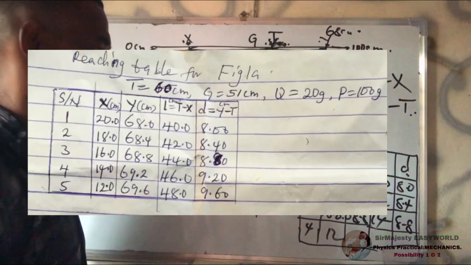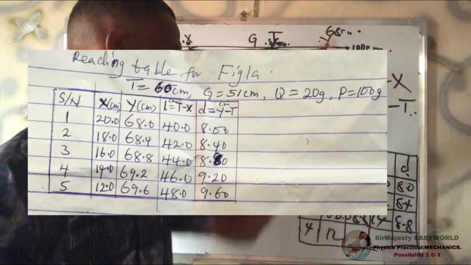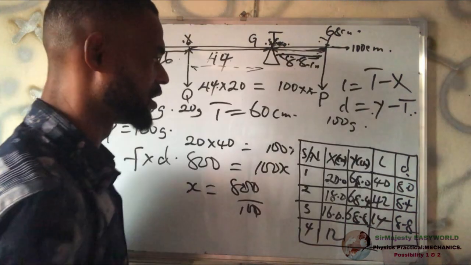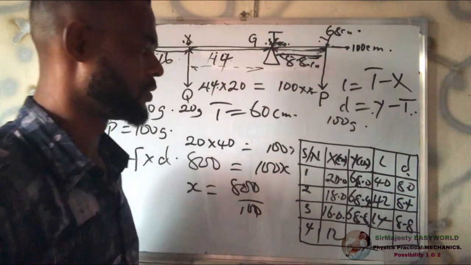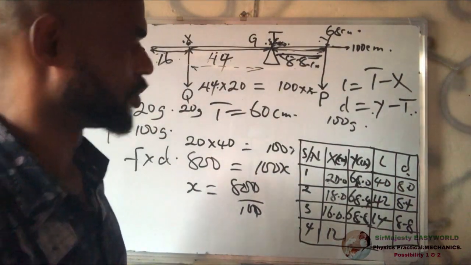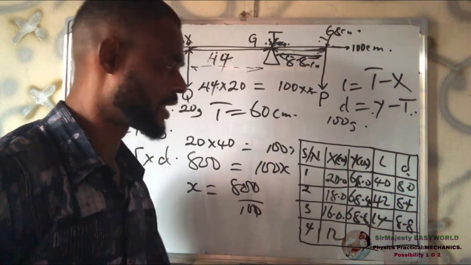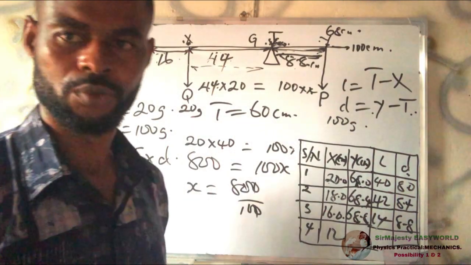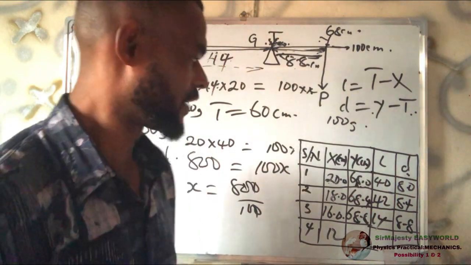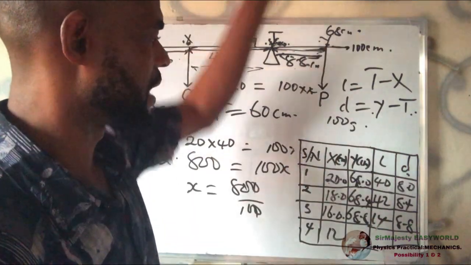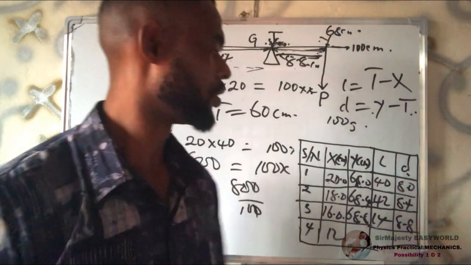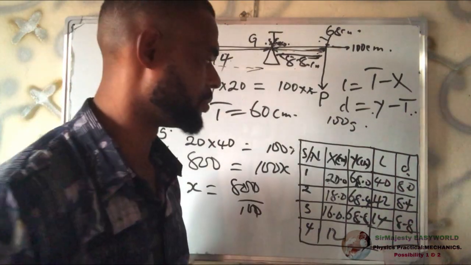You see now that the table is filled. You can go straight and plot your graph. The question says that you should plot the graph of L against D. We'll show you how to plot the graph later, but it's a very simple thing. You just plot your L on the vertical axis and your D on the horizontal axis. From there, you find your slope.